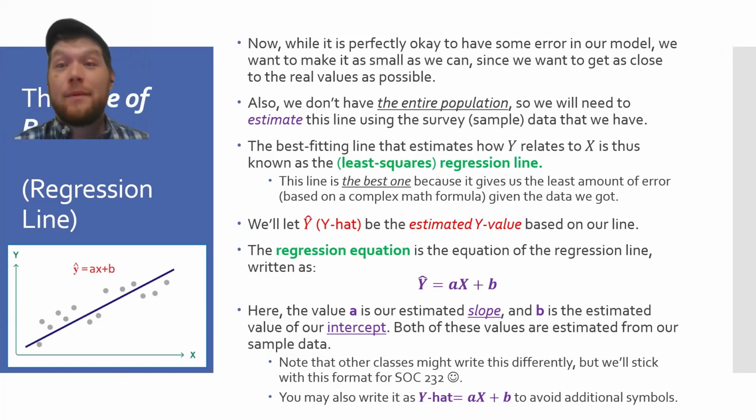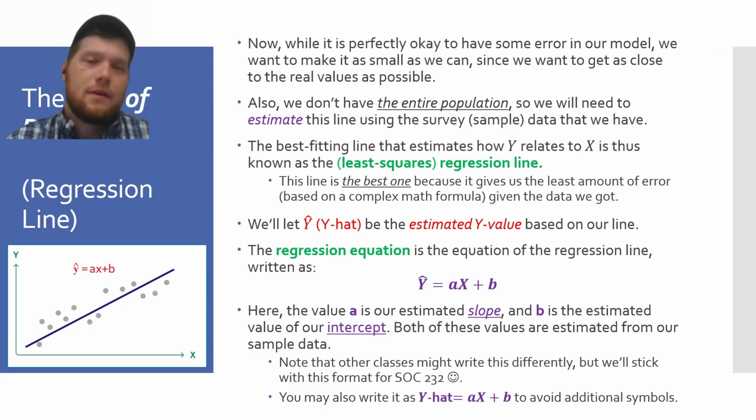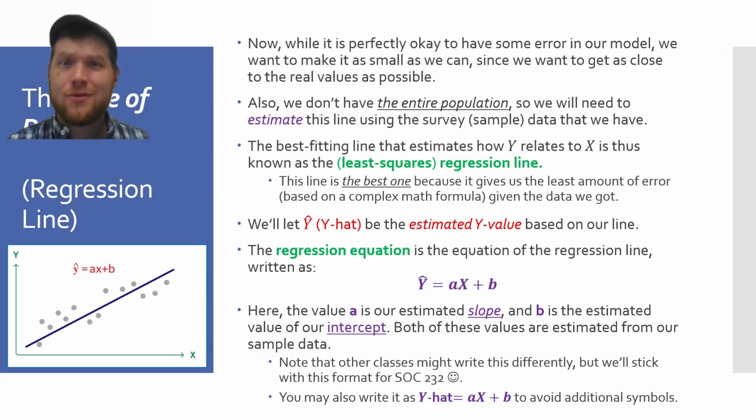Now, we don't have the entire population, so we need to estimate this line using the survey sample data that we have. We typically won't have a full population. We're going to have our sample data or our survey data that we can gather, but it's not going to be everybody. So all these things are still going to be estimates, just like how we might have a sample mean or a sample proportion. We're also going to have a sample line. This best fitting line that estimates how y relates to x is then known as your least squares regression line.